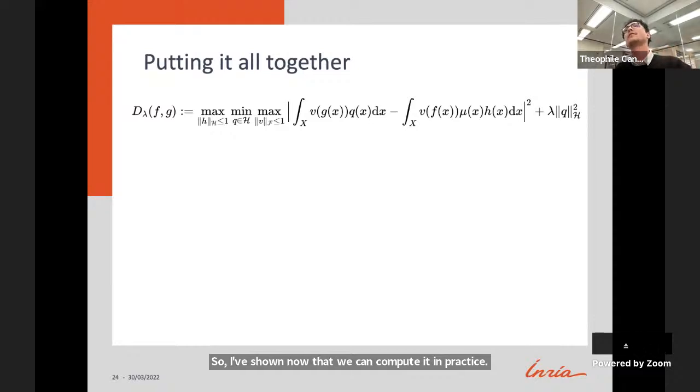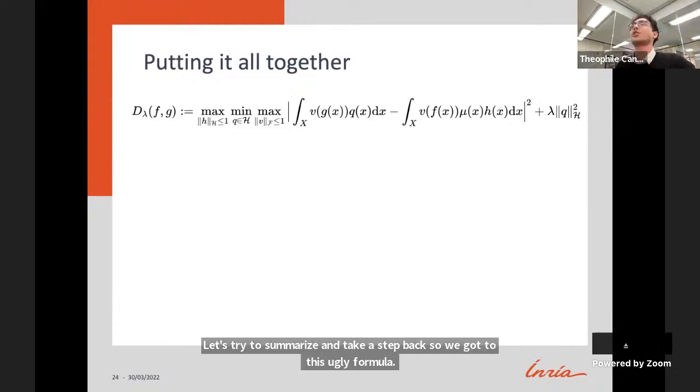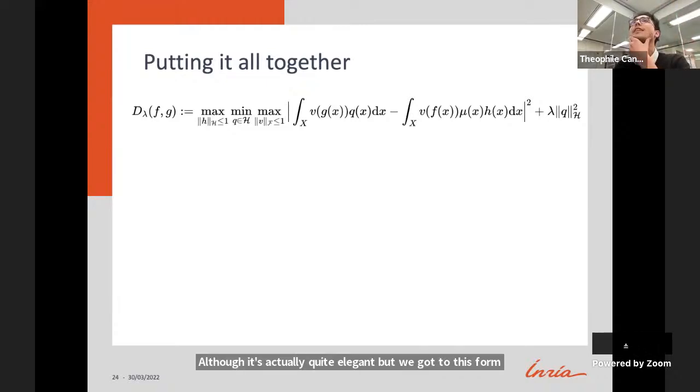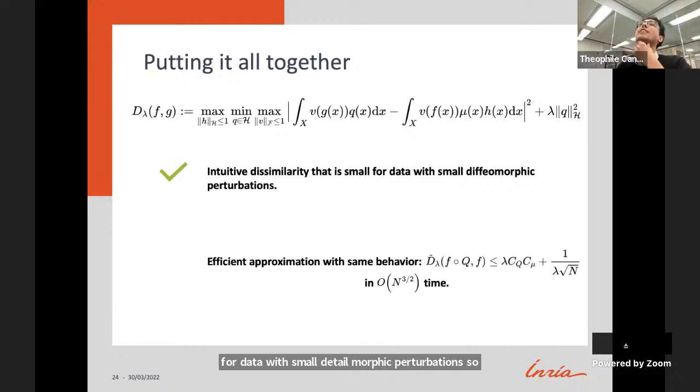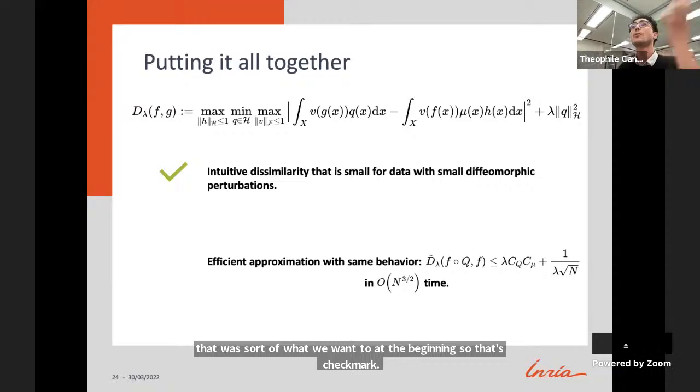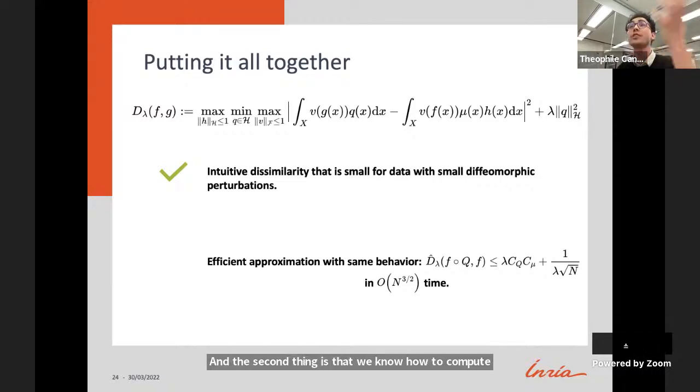Let's try to summarize and take a step back. We got to this ugly formula, although it's actually quite elegant, but quite a mouthful, doing an informal derivation, trying to think step by step how we could eliminate the problems that appear when we start from the change of variable formula. And so we got an intuitive dissimilarity that is small for data with small diffeomorphic perturbations. That was what we wanted at the beginning, so that's a check mark. And the second thing is that we know how to compute it using an approximation.